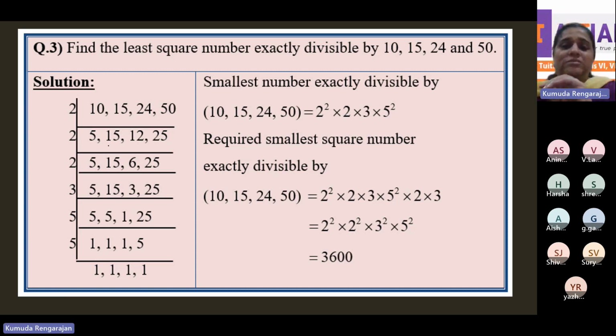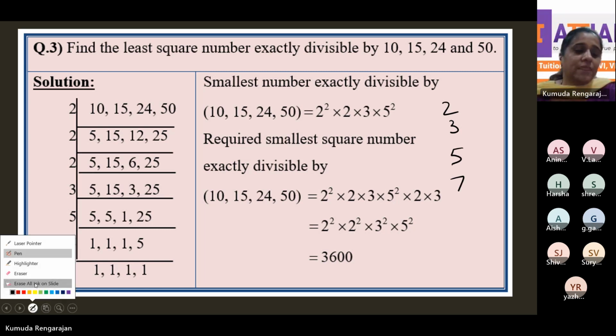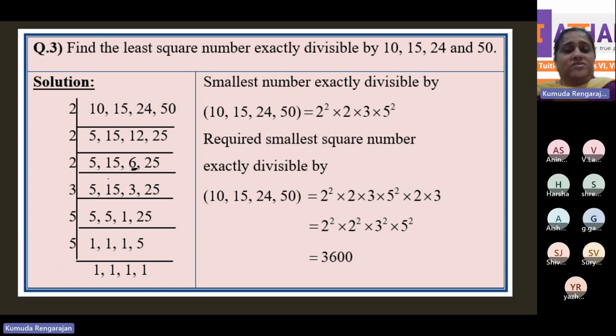I make sure that I don't make a mistake there. I always start from the smallest prime. So from 2, then I move to 3, then to 5, then to 7, and so on. Okay, so there is 6 again, which is divisible by 2. So 5 as it is, 15 as it is, 6 is 3 times, and 25 as it is. Now there is this 3, which is divisible by 3. And there's also 15, which is divisible by 3. Now 2 is not possible. After this, 2 is not possible.